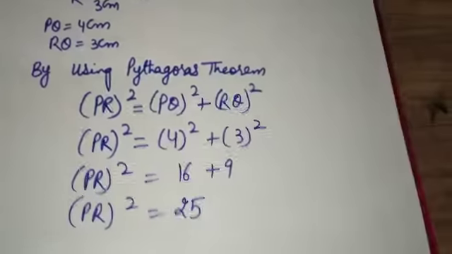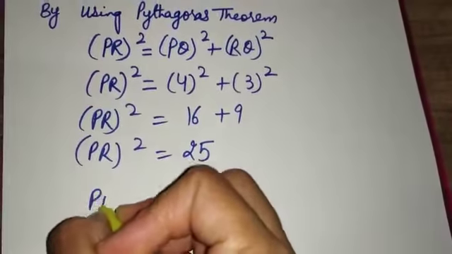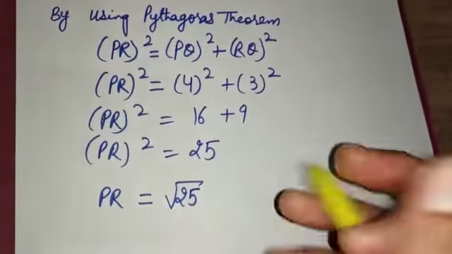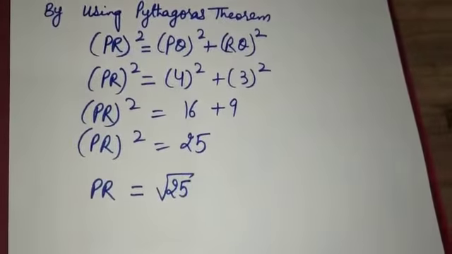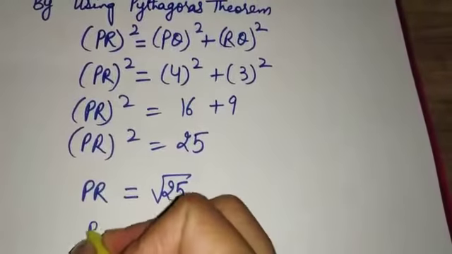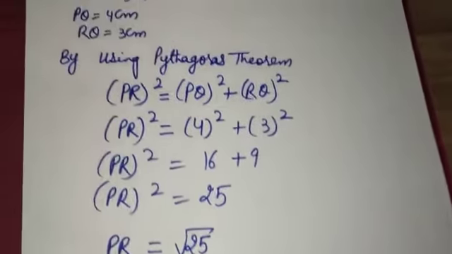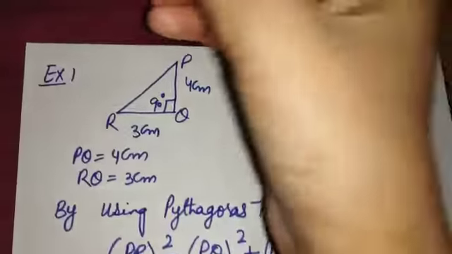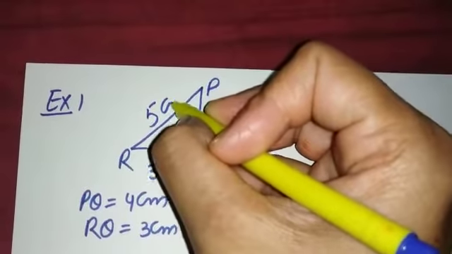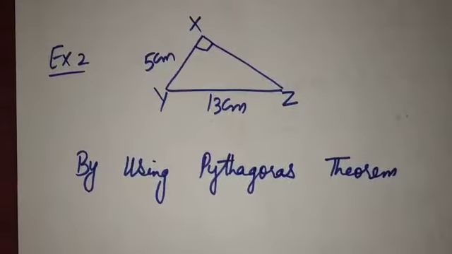To find the length of PR, what do we have to do? We have to take the square root on both sides. PR is equal to the square root of 25. As we know, 25 is the square of 5, so the square root of 25 will be 5. PR is equal to 5 centimeters. So by using Pythagoras theorem, we have found the length of this unknown side. The length of this unknown side is 5 centimeters.